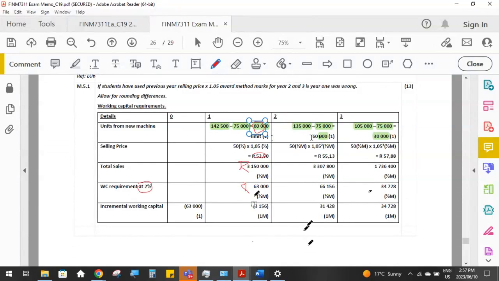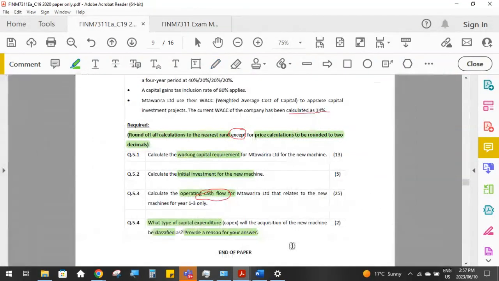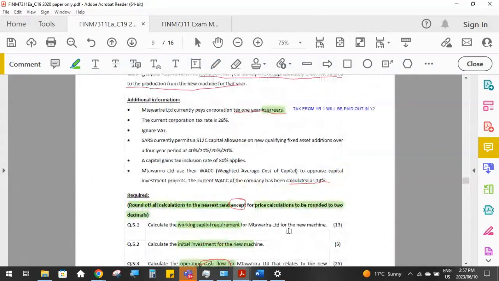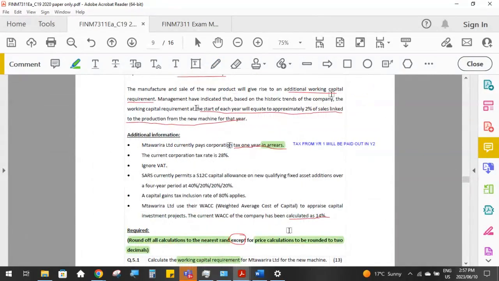So they said the working capital, look at the wording again. Where was it? Additional, they have indicated, based on historic trends, the working capital requirement. So in other words, they didn't say the incremental working capital, they said the working capital requirement. That's also important, because that means the total working capital requirement at the start of each year will be equal to 2% of the sales for that particular year.